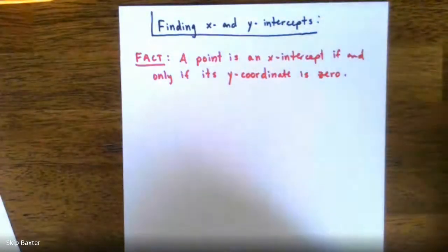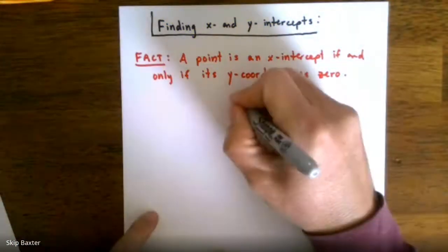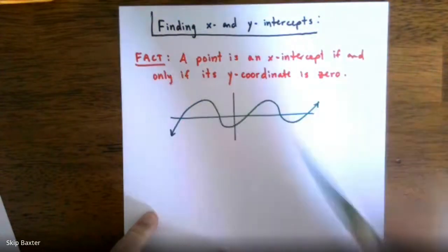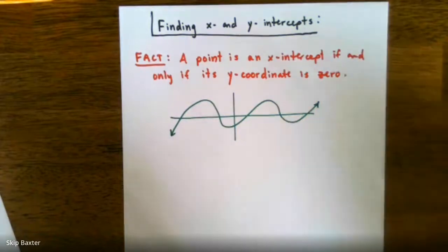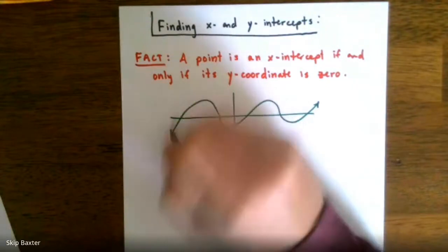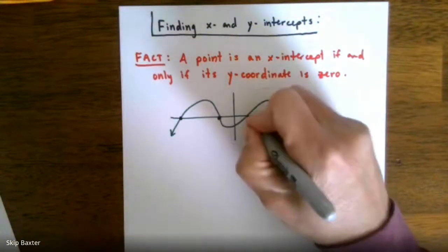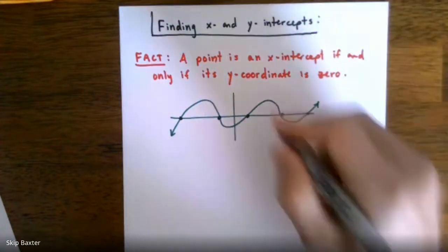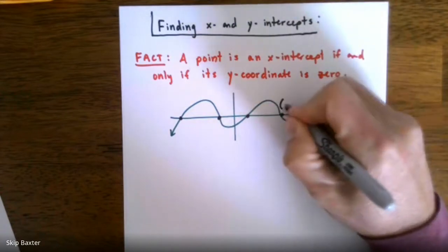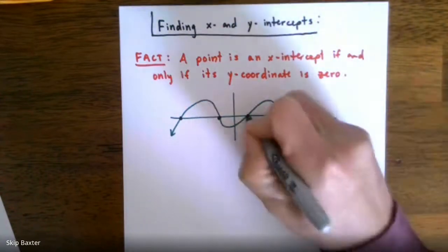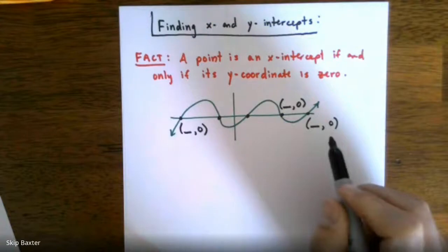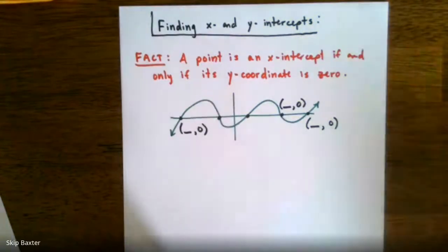Like, suppose I have a graph that has several x-intercepts like that. If you look at all of these points that cross the x-axis, like here and here and here, here and here, what do they all have in common? This point has coordinates something comma 0. This point also has coordinates something comma 0. So does this point, so does that point, so does this point, something comma 0. They all have a y-coordinate of 0, right?